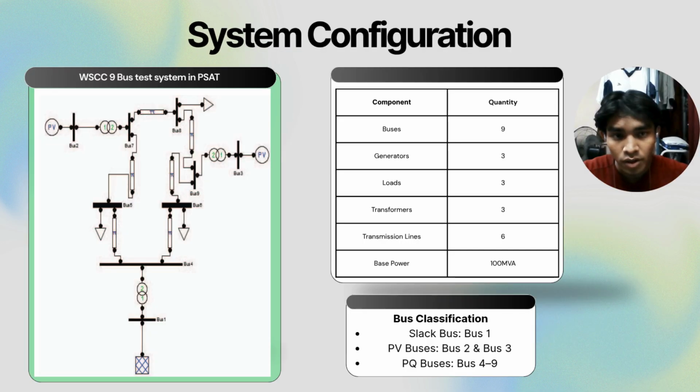Now moving on to the system configuration. So the system consists of 9 buses, 3 synchronous generators, 3 load buses, 3 transformers, and 6 transmission lines. Operating on a 100 megavolt-ampere base, which is the standard reference used for per unit calculation.